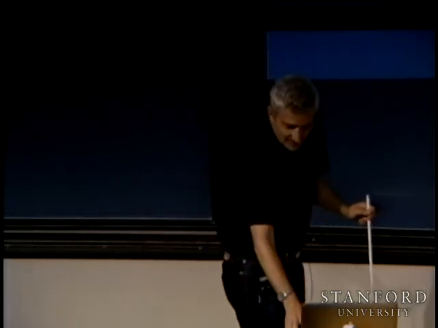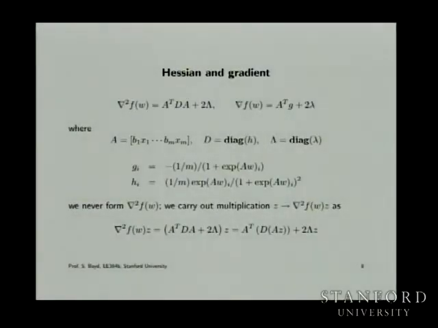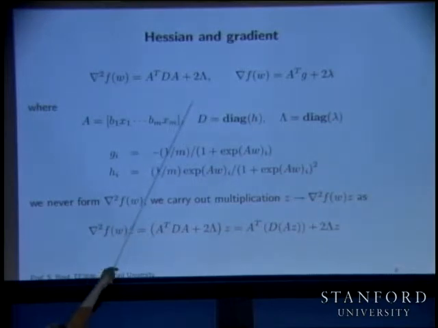Okay. All right. So the Hessian and gradient look like this. They start looking very familiar. It's A transpose dA plus 2 times lambda. Lambda is diagonal here. The gradient looks very similar. And none of the details matter. But the important point here is all you have to be able to do is multiply a vector by the Hessian. When you do that, you have to do this. And the key is here, you don't even form this matrix.